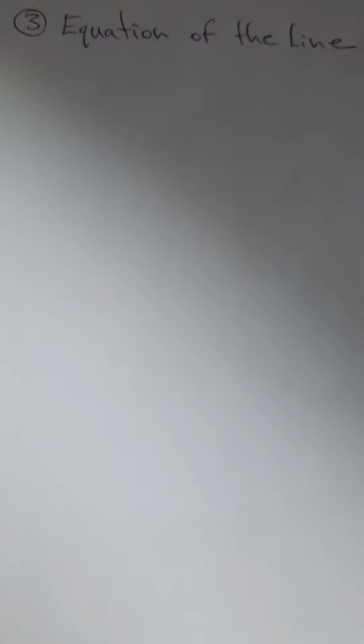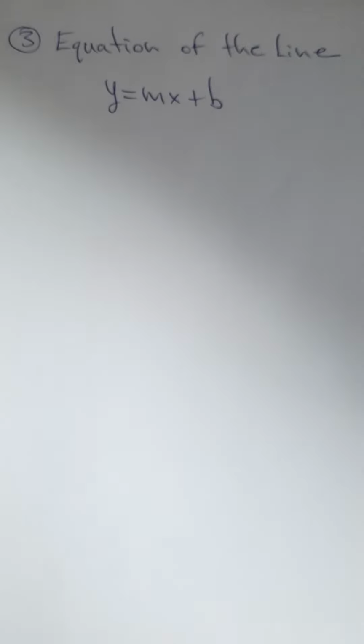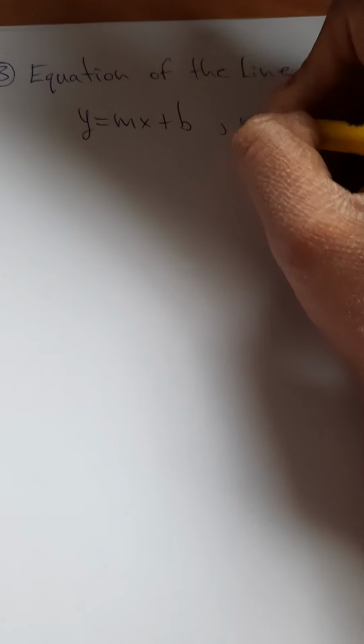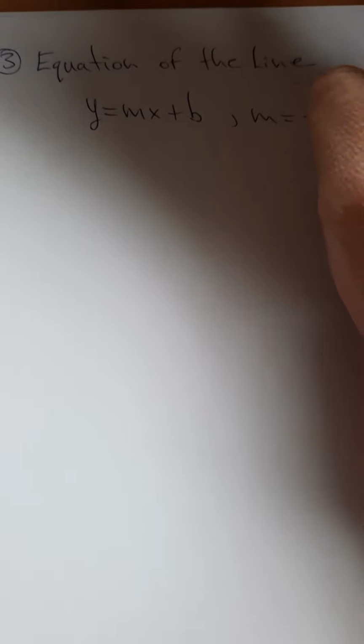So again, whenever you're finding the equation of the line, I just have to put it into my y equals mx plus b equation like this. I'm going to plug in my slope, which was negative 1 over 5 from step 2, and we're just going to plug it into our equation. So let's put that in here. y equals negative 1 over 5x plus b.